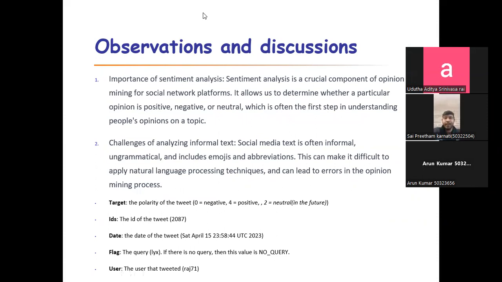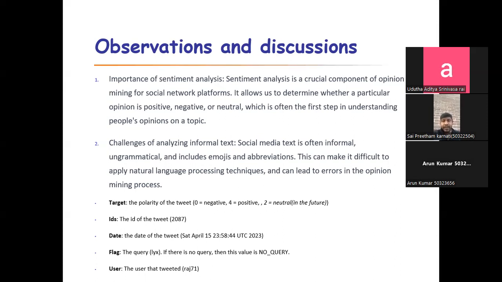Yeah, thank you, Aditya. Now I'm discussing the observations and discussions. The first one is the importance of sentiment analysis. Sentiment analysis is a crucial component of opinion mining for social network platforms, and it allows us to determine whether a particular opinion is positive, negative, or neutral, which is often the first step in understanding people's opinion on a topic. The second one is the challenges of analyzing informal text, such as social media text, which is often informal and ungrammatical, and includes emojis and abbreviations.